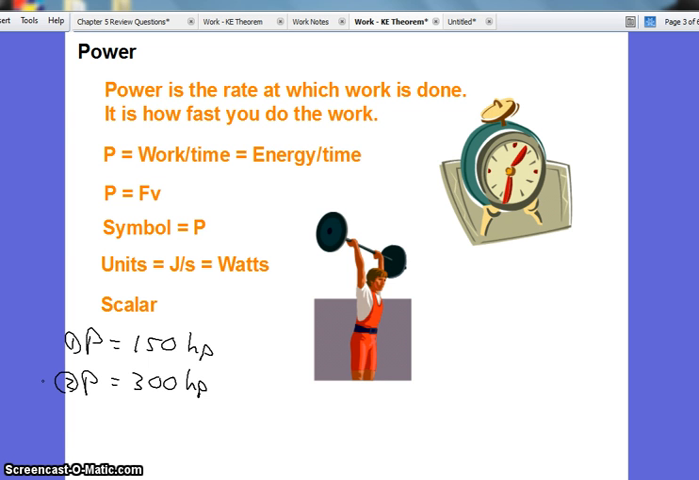For instance, if we're driving up a hill, both cars can drive to the top of the hill. They can both do the same amount of work. However, the more powerful car can get to the top of the hill faster. And so again, power is simply saying how fast the work can be done. Not saying how much work can be done, but how fast it can be done.